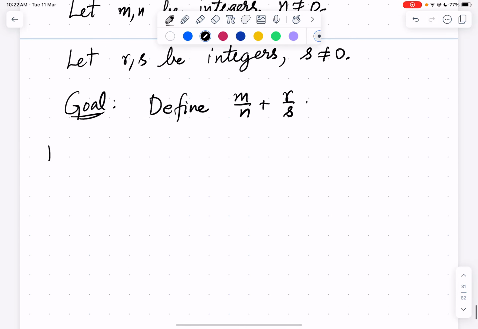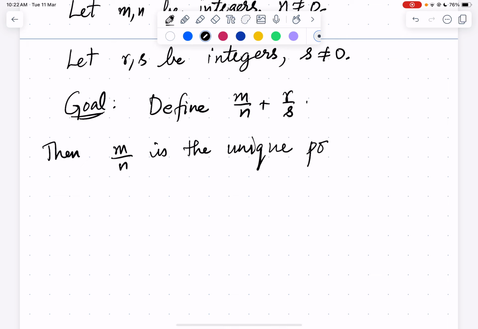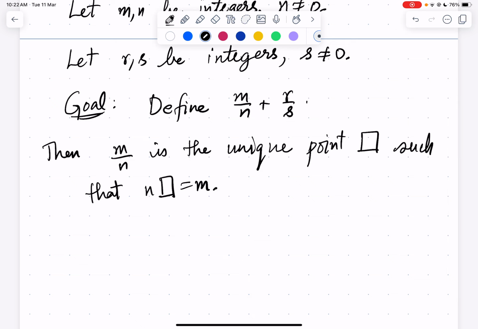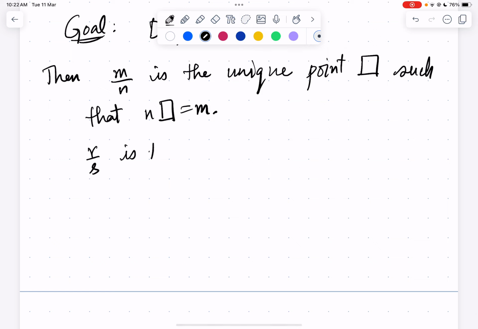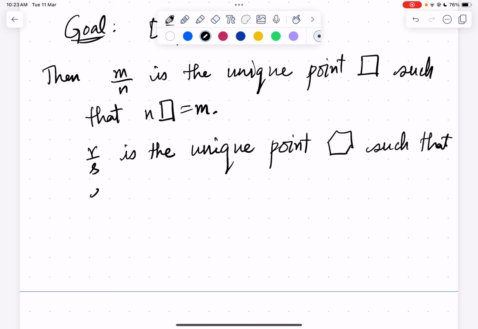So then m by n is the unique point box such that n times box is m. r by s is the unique point hexagon such that s times hexagon is r.